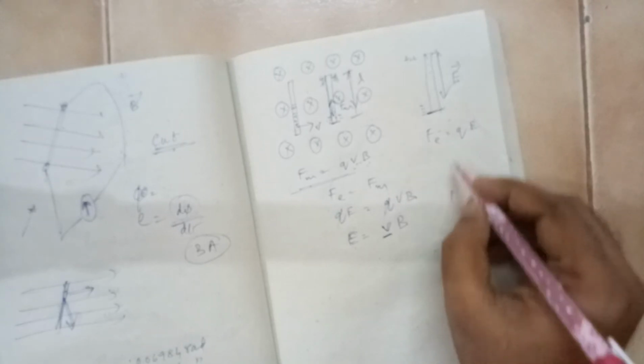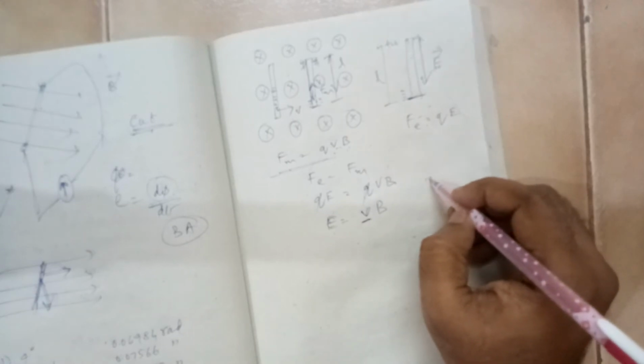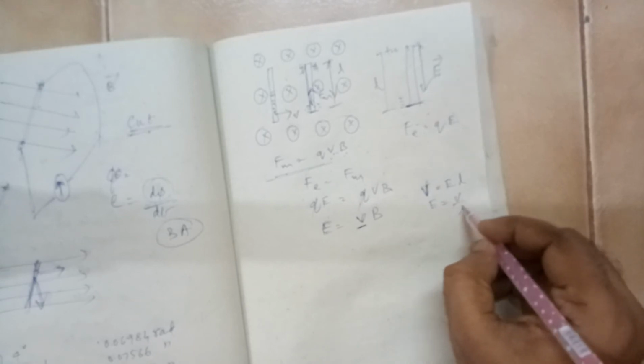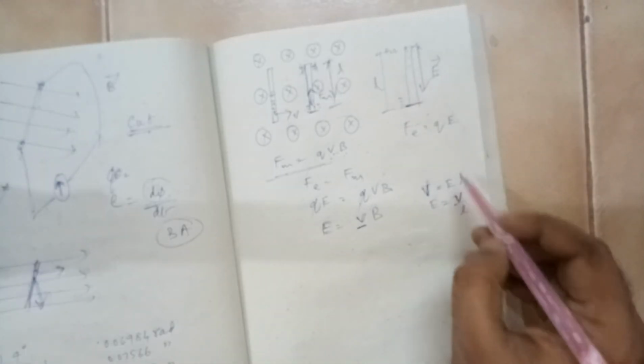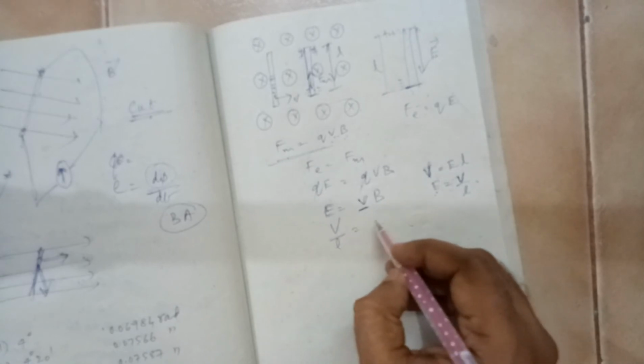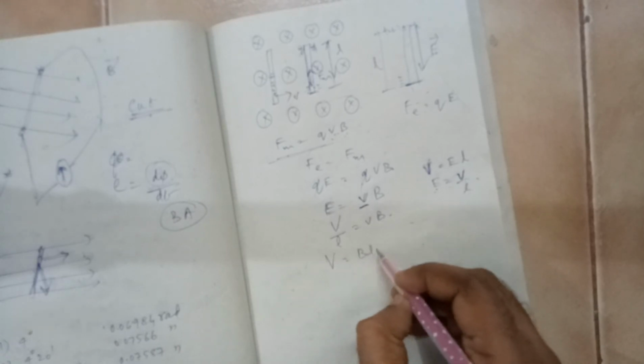This V is velocity. But by the potential gradient concept we know that, if this rod length is L, E is equal to V by L. This V is potential drop between these 2 points. So if I substitute the value of E here, I will get V divided by L is equal to V into B, or V is equal to BLV.